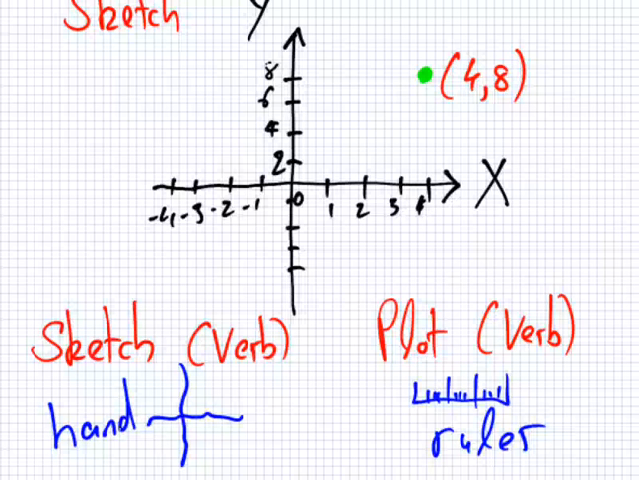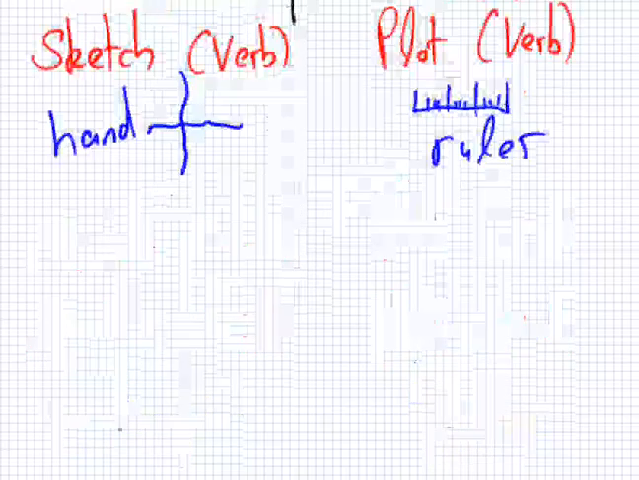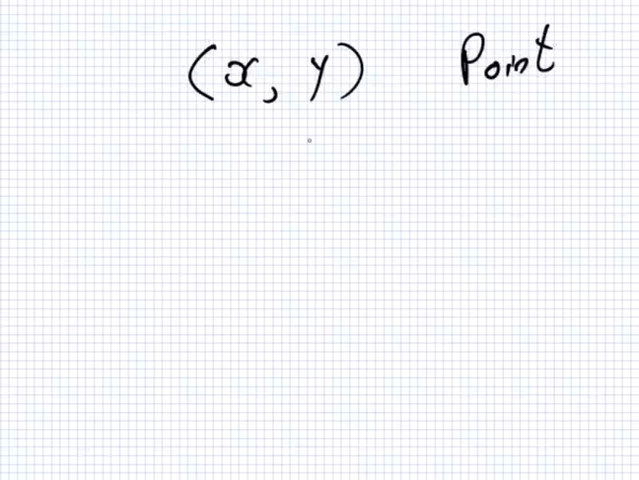So here's our first question. Plot 4, 8 on an XY graph. Okay, so write this down. This is our first example we're going to do.